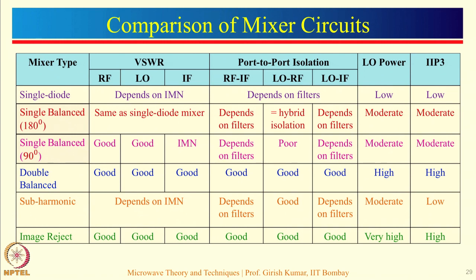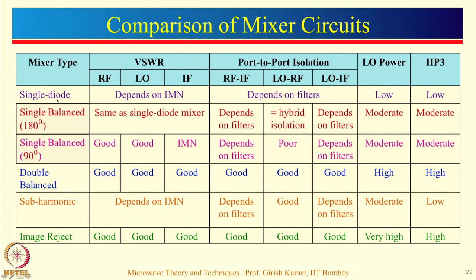Now, VSWR represents the reflections that we see at the three ports of the mixer: the RF port, the LO port and the IF port. VSWR basically depends on the impedance matching networks that we use in the various mixer circuits we have studied. For some of the mixer configurations, we have used couplers as the input device for RF and LO. So the VSWR in general depends on either the coupling structure or the impedance matching network that we have used for all the three ports.